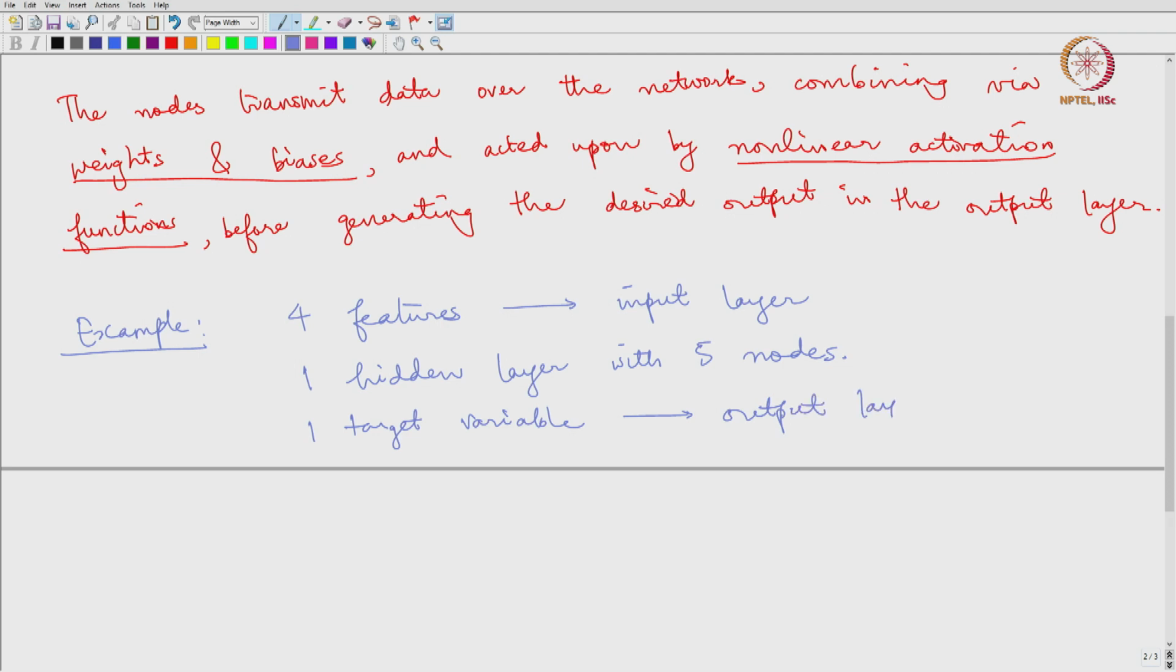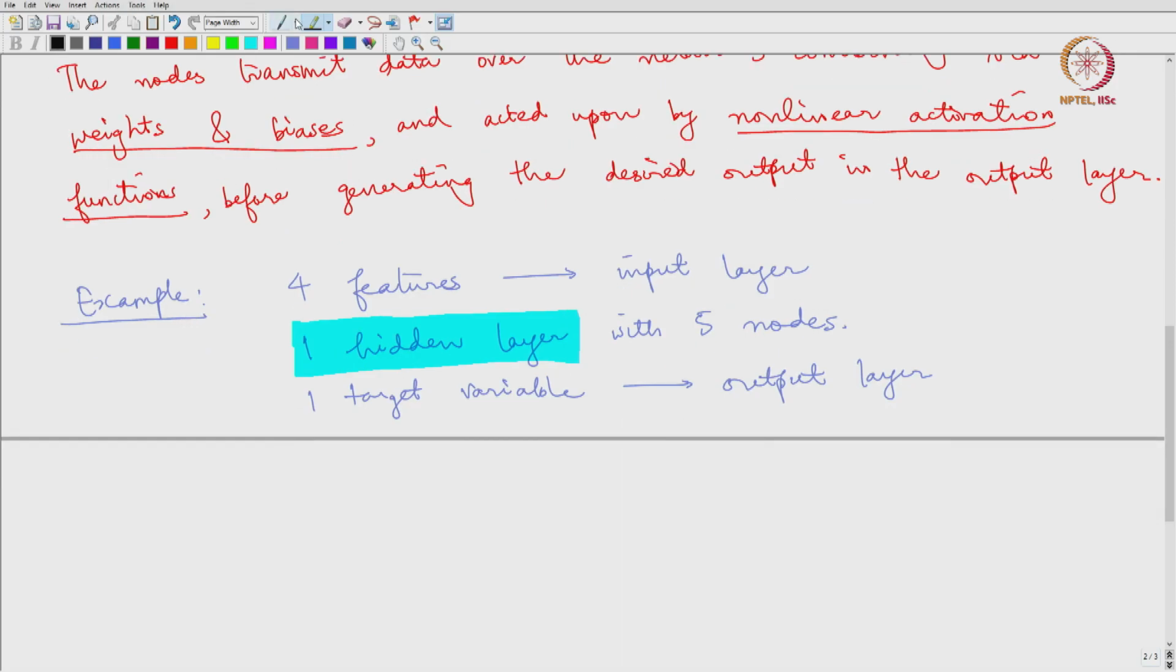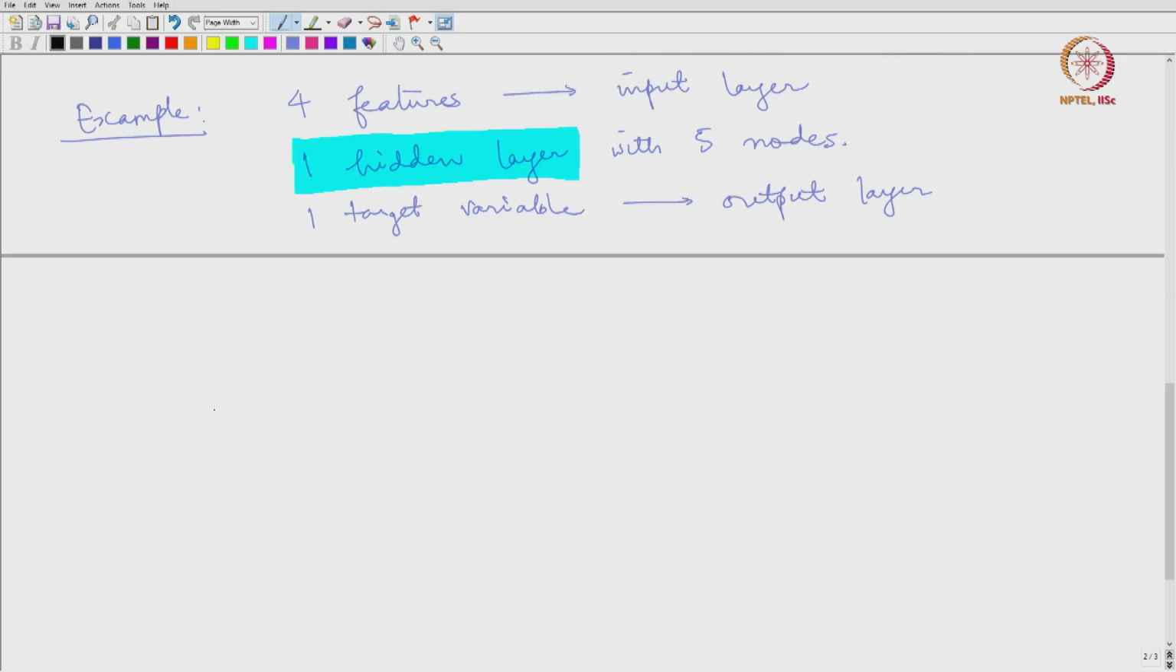That will be in the output layer. Now, in this example we will have only one hidden layer, but obviously to exploit all the nonlinearities and capture the complex dependencies within the data set, you may have to have multiple layers, in most cases. So let us draw a network which has all these characteristics.